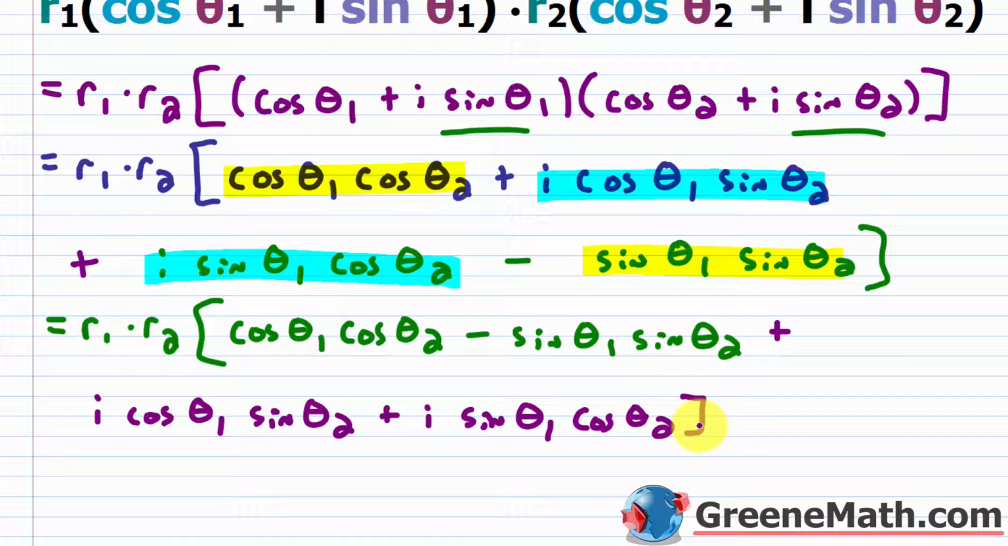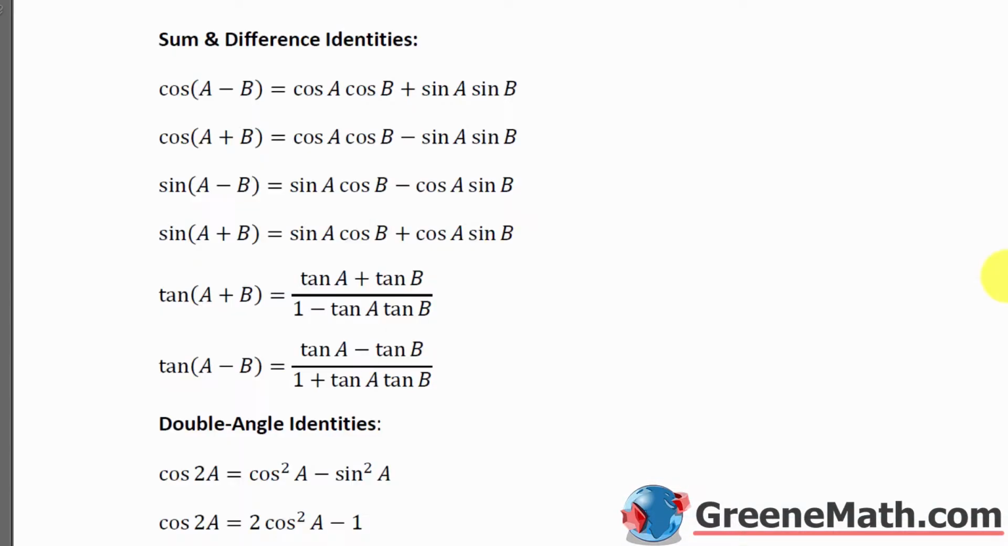Now, the reason we group these together is because to further simplify this, or to get it into the form you're going to see in your book, you're going to use an identity. So if we go back to our little handout and go to the sum and difference identities, I want to call your attention to this first one. So we have the cosine of some angle A plus some angle B. In our case, it's theta sub 1 and theta sub 2.